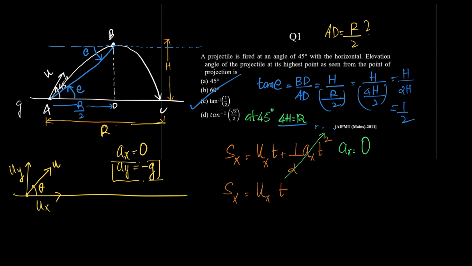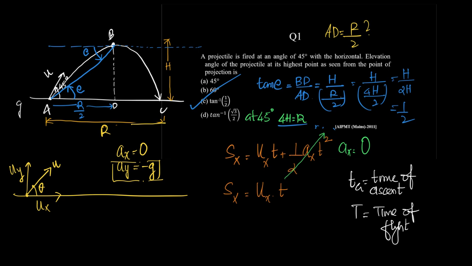Now, if we assume Ta to be the time of ascent, and if we assume capital T to be the time of flight. What does it mean? Time of ascent means the time taken by the body to reach B from A. What is time of flight? It is the time taken by the body to reach C from A, which means the time taken to cover A to B and then B to C.